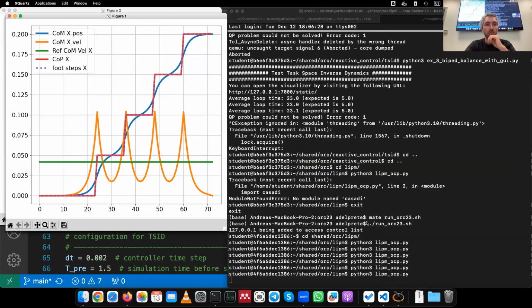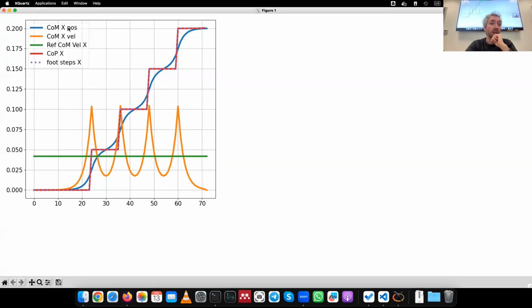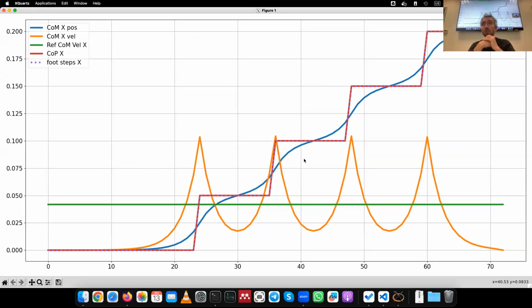Yeah. And actually what we get here is very similar to what we were getting before. So this shows that actually the only cost term which is really playing a key role here is the minimization of the center of pressure tracking. The rest is not very important. This is because we have introduced the terminal conditions, of course. If now I remove the terminal conditions, I need to reintroduce the penalty on the center of mass velocity. Otherwise it's just going to be unstable.